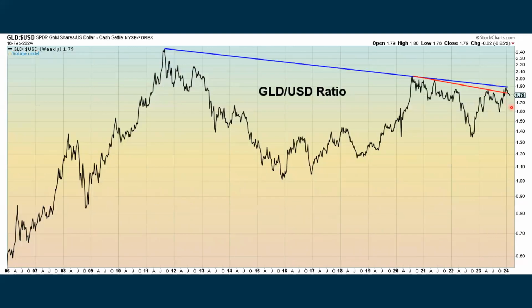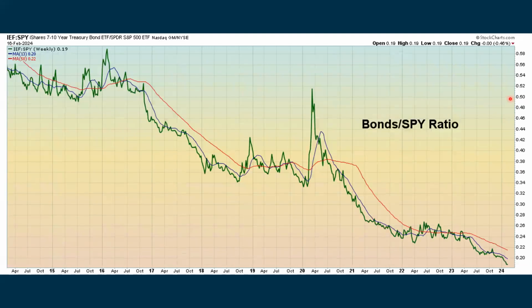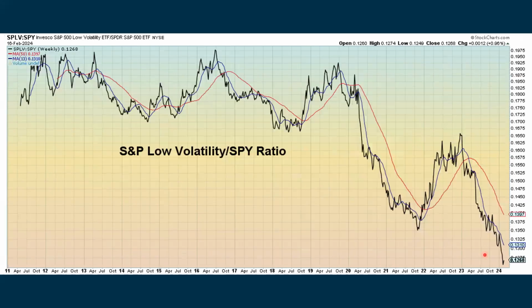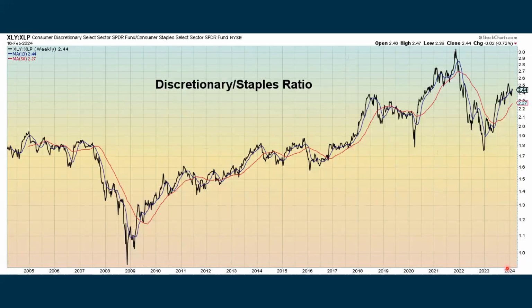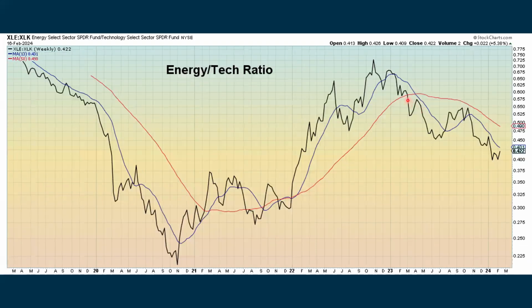Gold is also underperforming when we compare it to the dollar. As the dollar's been going up and gold's been under some pressure, we're seeing this ratio going down. Bonds continue to underperform stocks on a little shorter term basis. The low volatility to S&P 500 ratio continues to decline. And discretionary is still outperforming staples. We would like to see discretionary show some more sustained upward movement than what it's been showing lately. And energy has been underperforming the tech sector.